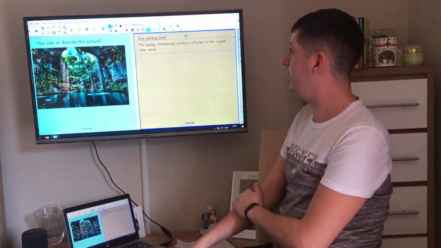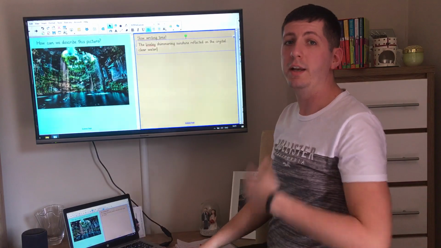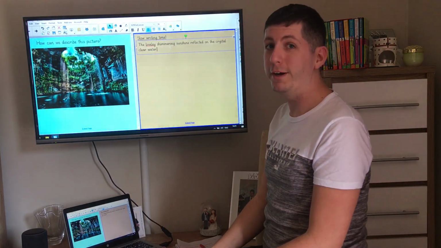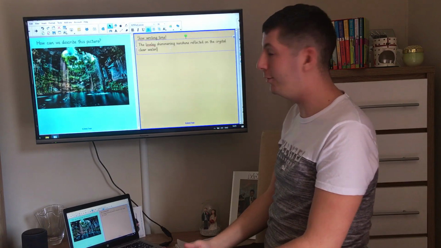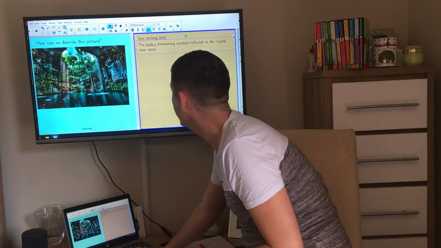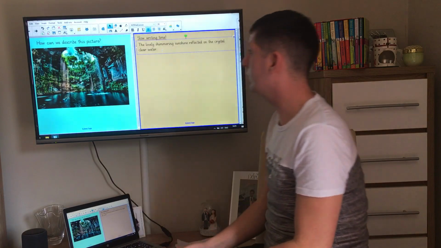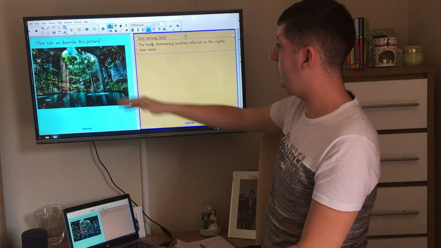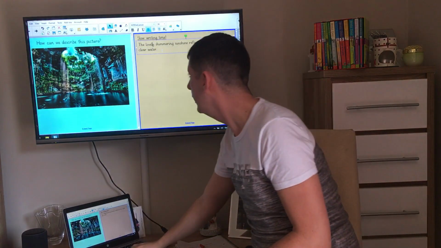Oh, I've noticed a mistake. I spelt a word wrong. Now on mine, it underlines my word if I spell them incorrectly. On your work, it doesn't do that, so you'll need to check your spelling yourself. I know that lovely hasn't got an E there, so now I've corrected my spelling. And I've described the sunshine reflecting on the crystal clear water.